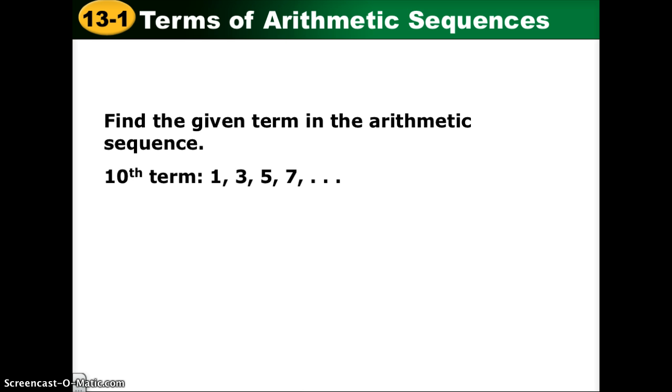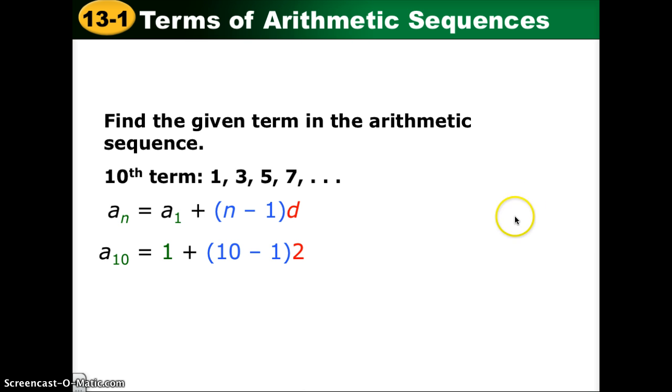Find the given term in the arithmetic sequence. 10th term. We could just go and list these out, but let's try the formula. Since we're looking for the 10th term, it's a sub 10, which just helps us mark what term we're looking for. That's not an actual answer. A sub 1 is 1 because 1 is the first term in the sequence right here. N would be 10 because it's the 10th term. Minus 1 is always part of the formula. And d is 2 because we're adding 2 every time we get a new value. So we use order of operations to subtract 10 minus 1, multiply by 2, and add 1 to that. So a sub 10, or the 10th term in the sequence, would be 19.